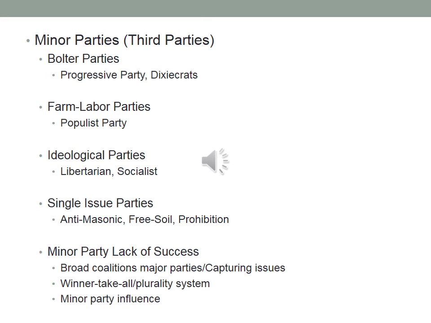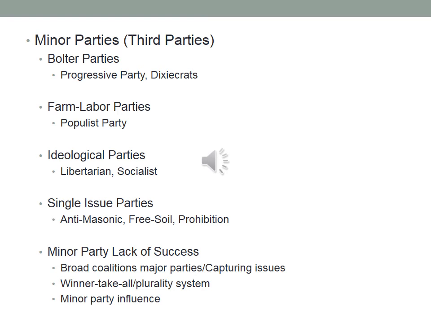Also, there are single issue parties that pop up. These are parties that arise over one issue that becomes very polarizing or very important to the public. One of the earliest ones was the Anti-Masonic Party, and it rose up in opposition to the Freemasons, which is actually a kind of secret society. A lot of people had a conspiracy theory that this secret group of Freemasons was running the world, running the country, and so this political party rose up against anybody that was a Mason.